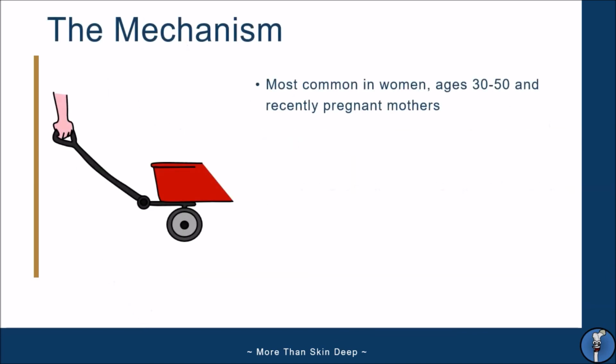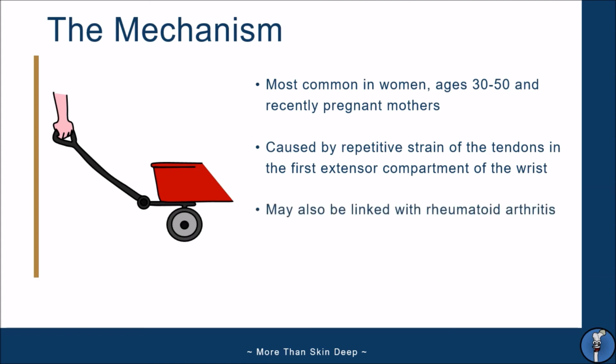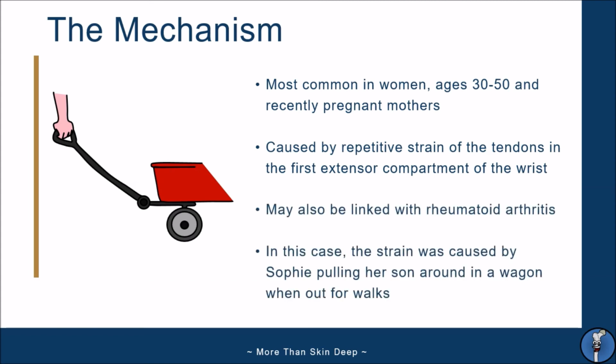It's most common in ages 30 to 50, in women, and especially recently pregnant mothers. It's caused by repetitive strain of the tendons in the first extensor compartment of the wrist, and may be linked with rheumatoid arthritis. In our case, the strain was caused by Sophie pulling her son around in a wagon when taking him out for walks.